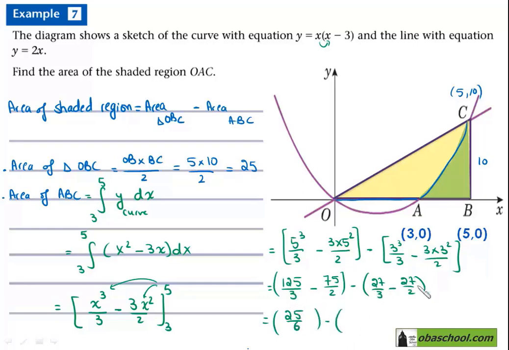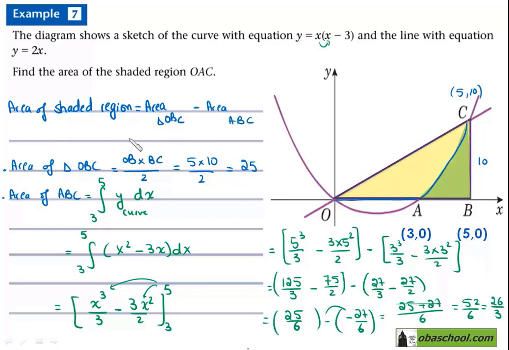minus 27 over 6. Both have the same denominator, which is 6. So 25 minus times minus is plus 27 over 6. The value is 52 over 6. We can simplify by 2 above and below. So the value is 26 over 3. So the area that is shaded in green is 26 over 3.